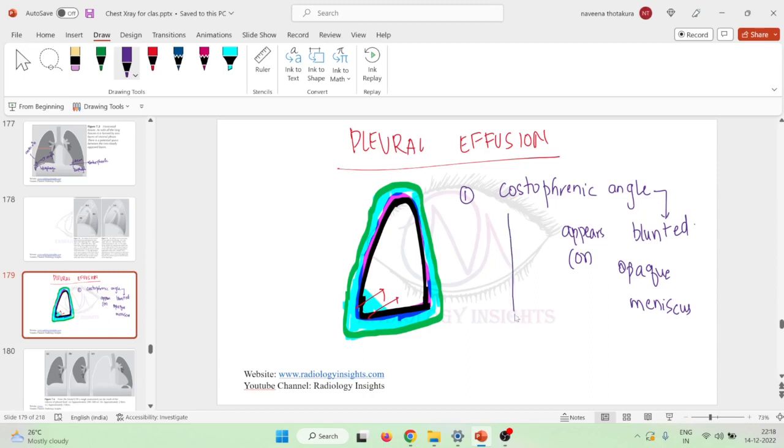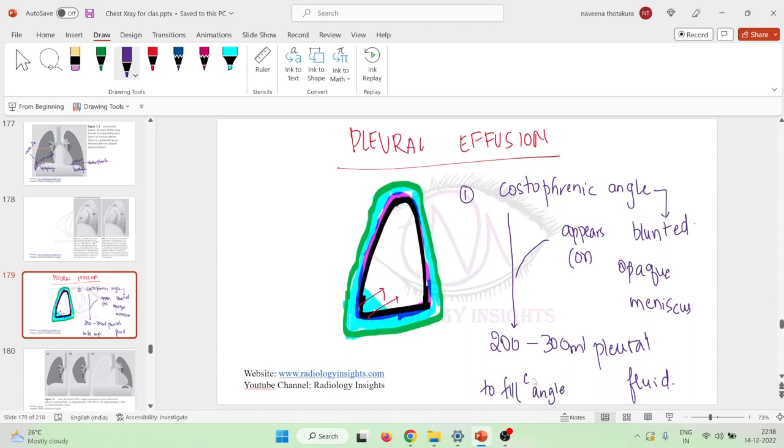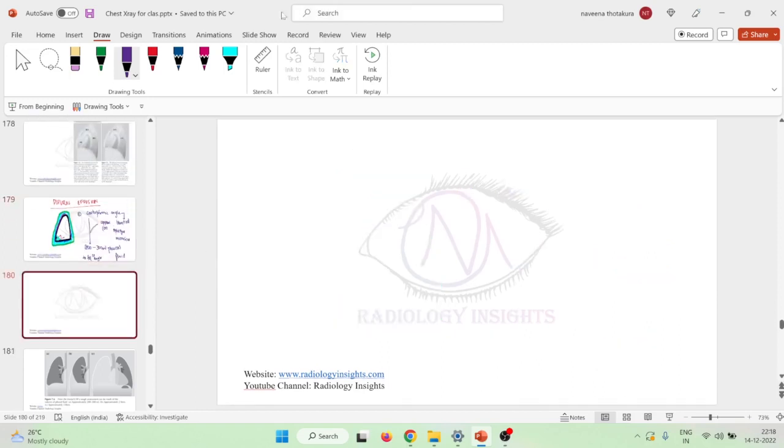So for this blunting of the costophrenic angle to occur, at least 200 to 300 ml of pleural fluid should be present in the pleural space. In order to fill this recess, at least 200 to 300 ml of pleural fluid is necessary to fill the angle or fill the recess. Now, if this pleural fluid is large, what happens?